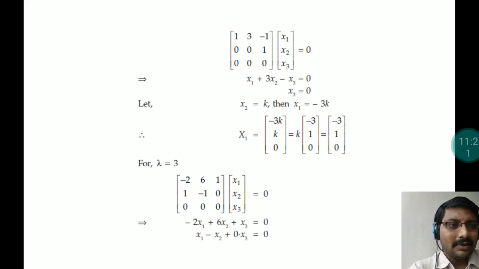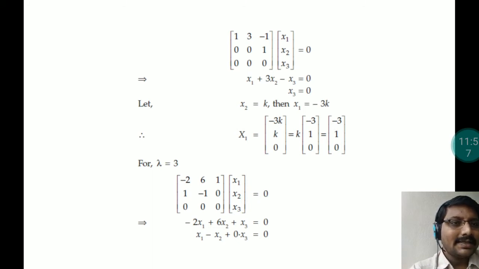Here the number of non-zero rows is 2, so the rank of A is 2. So r equal to 2 and the number of unknowns n equal to 3. That is, n minus r equal to 3 minus 2 equal to 1. Thus we have to assign one arbitrary constant to one variable. Equating the two matrices, we have two equations: x1 plus 3x2 minus x3 equal to 0 and x3 equal to 0.